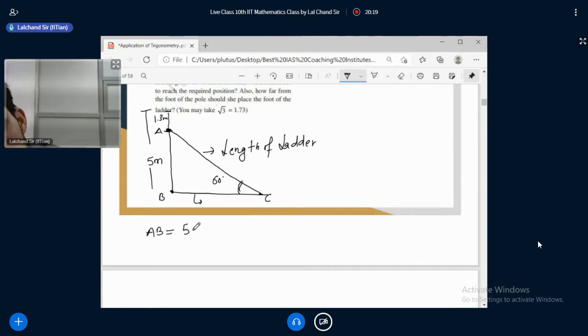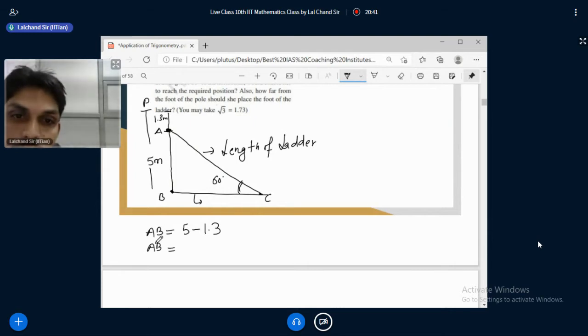AB is equal to 5 minus 1.3, because the complete pole is 5 meters, and when we need to reach up to point A, let's suppose this is point P, the topmost point, then we have to skip this length. So if we subtract this, what is the value of AB? AB will be 3.7, isn't it? Okay. So now let's suppose this is X, this is Y.